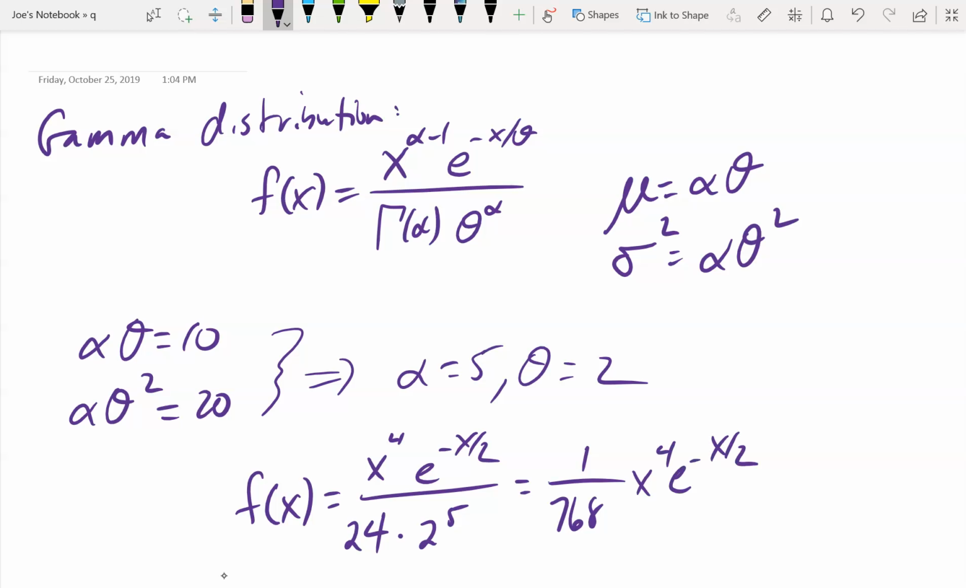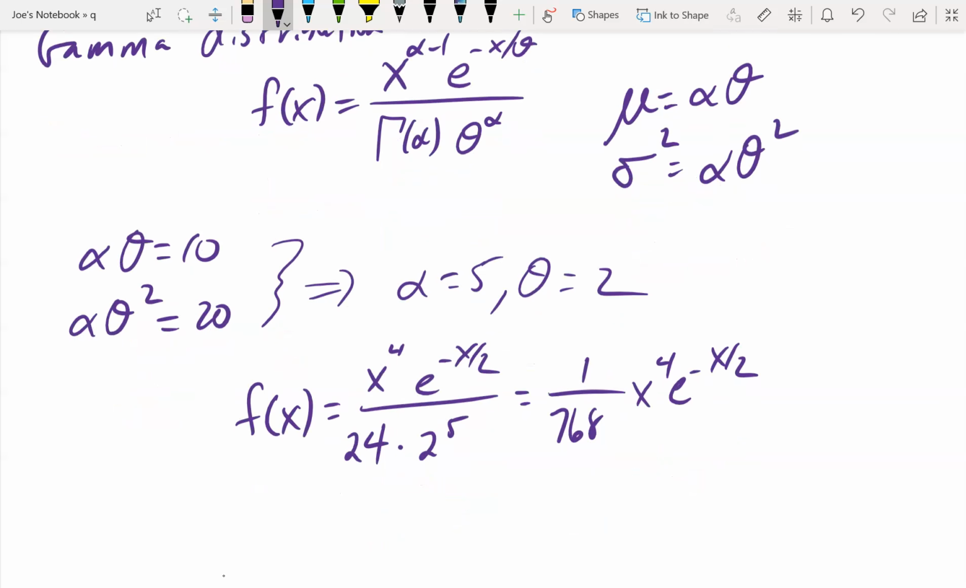768. All right. So there would be your PDF. Just simplifying. Remember that when alpha is an integer, gamma of alpha is alpha minus 1 factorial. So since alpha is 5 in this case, we would have 4 factorial, which is where the 24 came from. Okay. So that would be our PDF. I guess I'll come back to C in a minute.